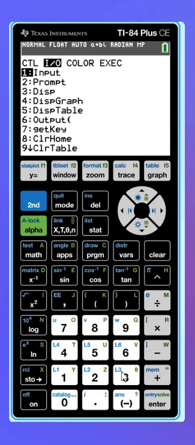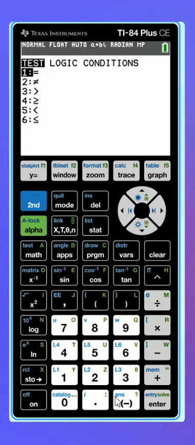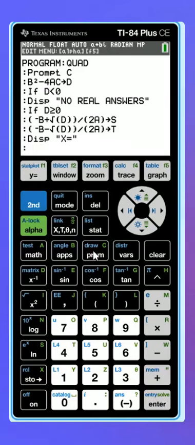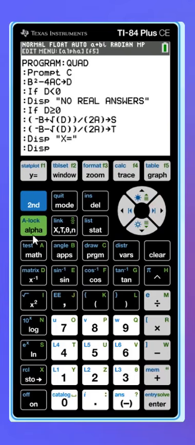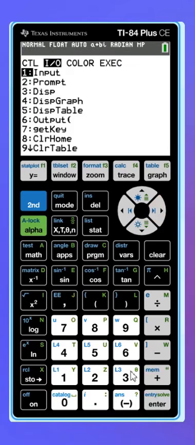And now we are going to display x equals, and then just show the values. So display s and display t.